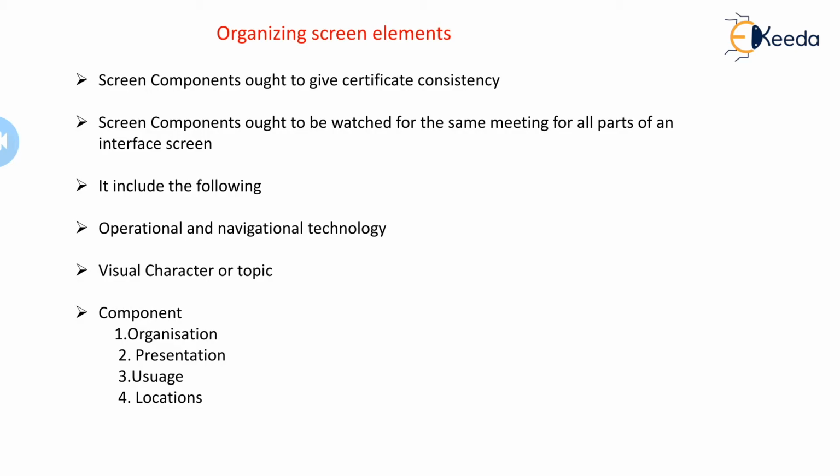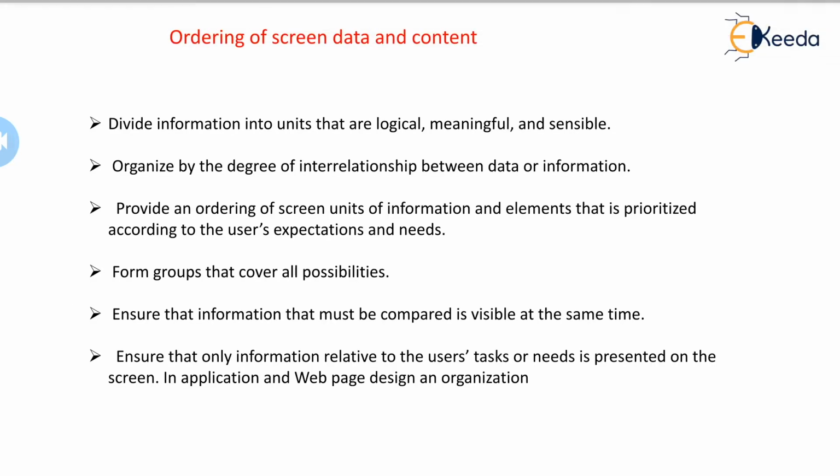Then next is the ordering of screen data and content. It gives an order of screen units of data and components that is prioritized according to the client's desire and needs. So divide the information into units that are logical, meaningful, and sensible. Then it is organized by the degree of relationship between the data or the information to present it.